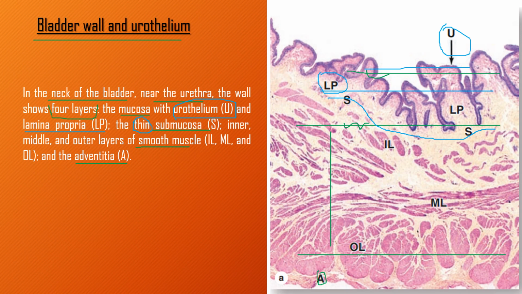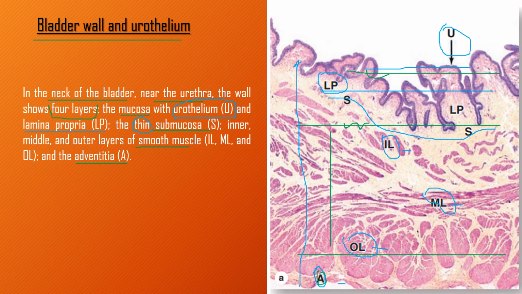Then there are three layers of the smooth muscle. First one is the inner layer, second one is the middle layer, and third one is the outer layer. Got it? And then lastly, there is the adventitia. It is from outside to inside. First one is the adventitia, smooth muscles, submucosa, then the mucosa.